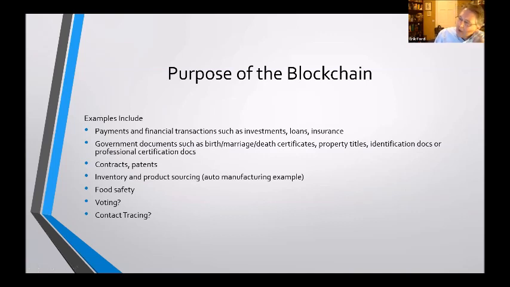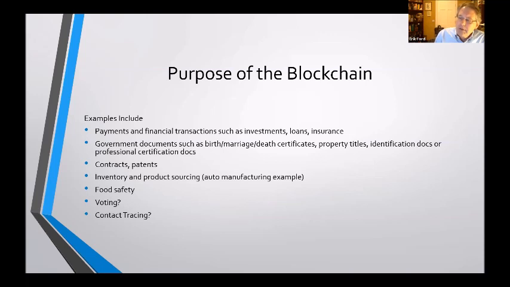For instance, an auto manufacturing example would be, let's say GM is sourcing a certain part from 4 different vendors, and they just discover that there's a defect coming from one of the vendors. By using blockchain technology, they can trace back where that came from a lot faster than having to do it the old-fashioned way of tracing back through inventory sourcing.